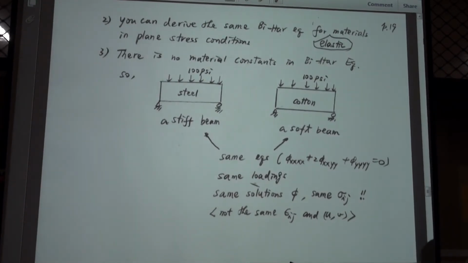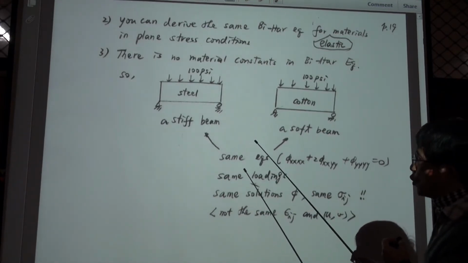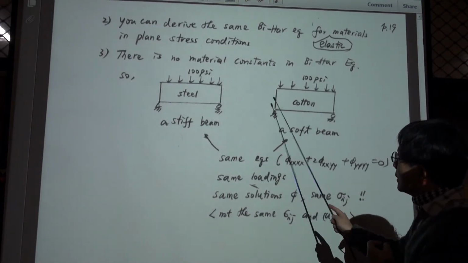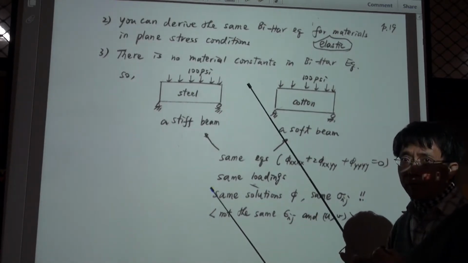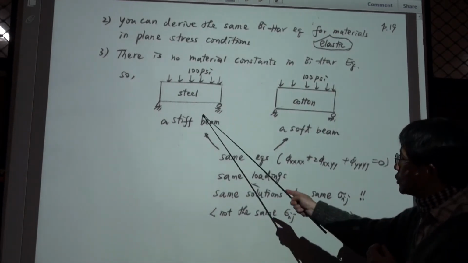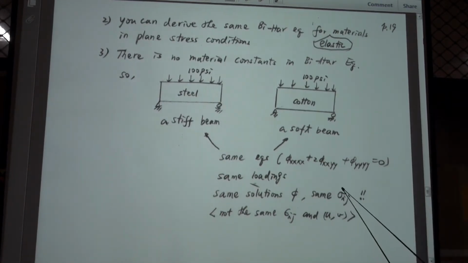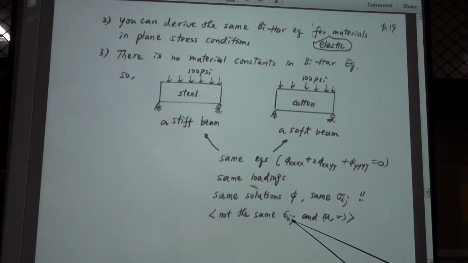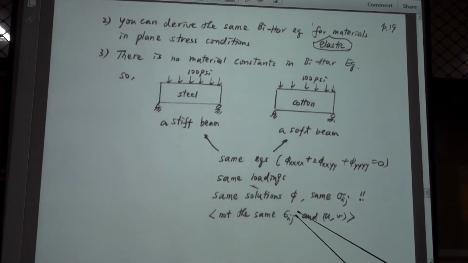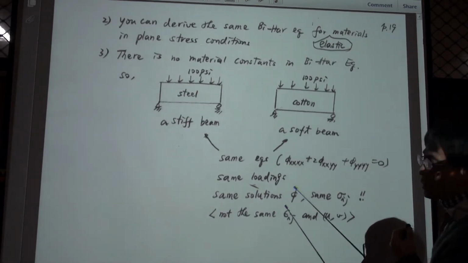Now, is it a little bit weird? It is strange. A very stiff beam and a very soft beam should have different behavior. How come their stresses are the same? Then I tell you, even though they have the same stress, they will have different strain, not the same. The strains are not the same, and the displacements are not the same.